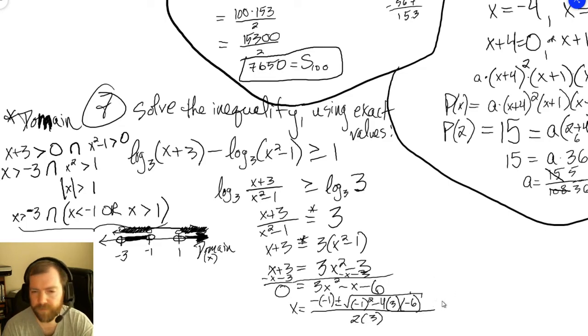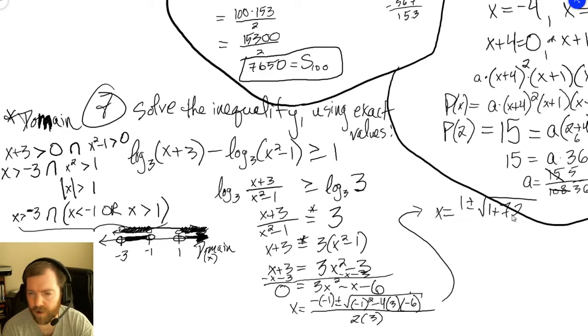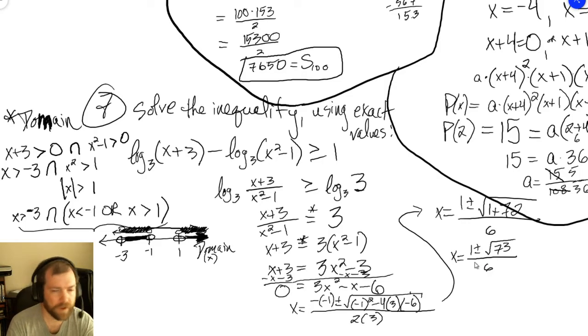over two times 3. x equals 1 plus or minus the square root of 1 plus, now, 72, divided by 6. 1 plus or minus the square root of 73 all over 6. It's going to be our possible solutions for this.